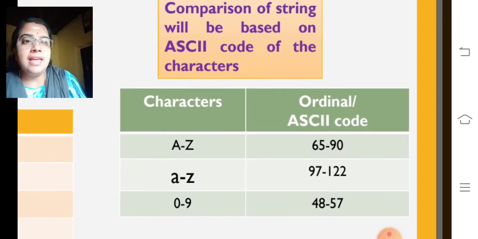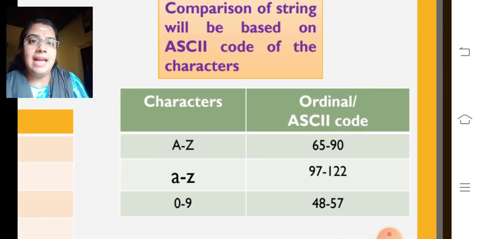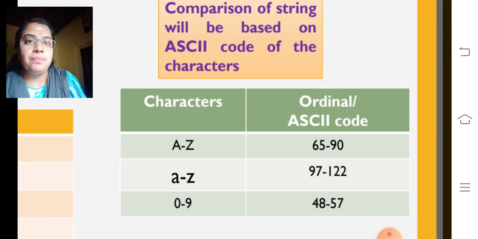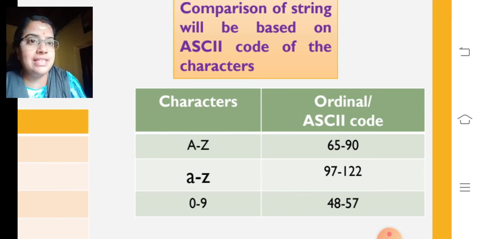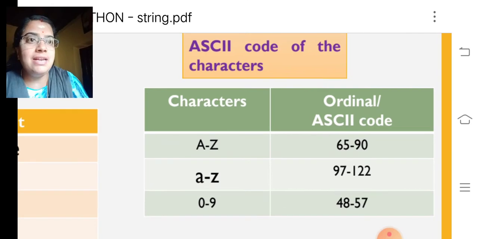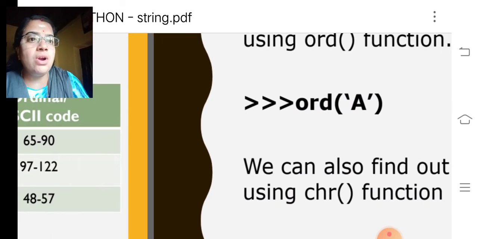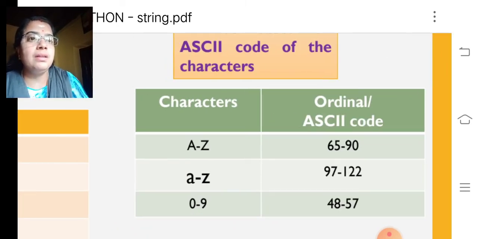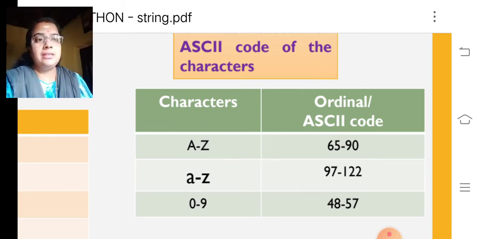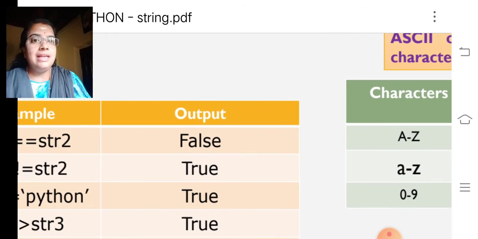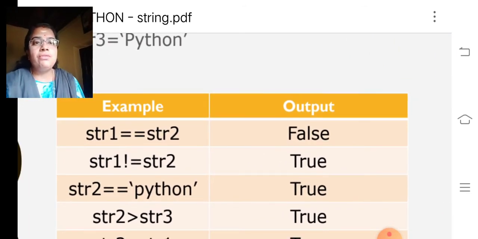The characters A to Z have ASCII codes 65 to 90. Small letters a to z have 97 to 122. And for the digits 0 to 9, it is 48 to 57. The comparison of strings will be based on what? It will be based on the ASCII code of the characters. I think you are all clear about why it becomes false.